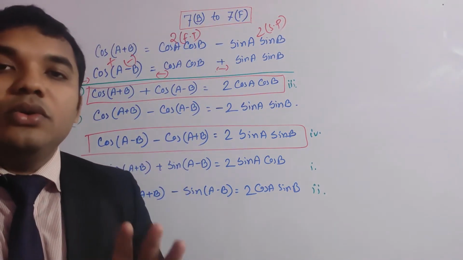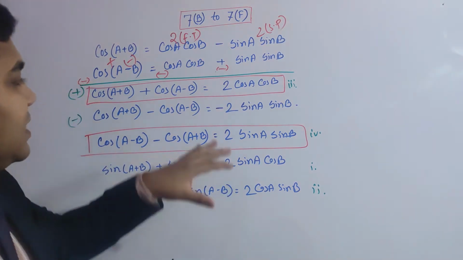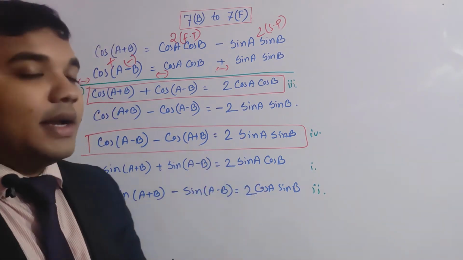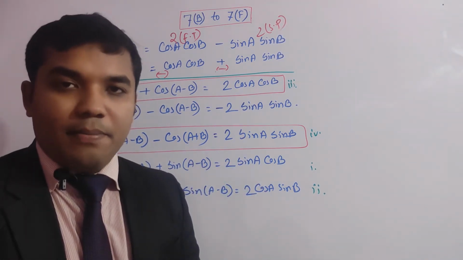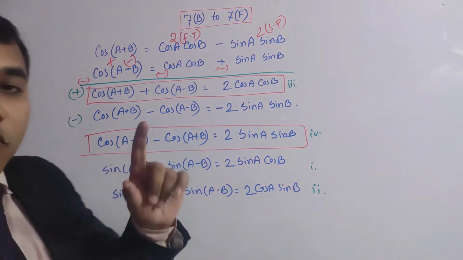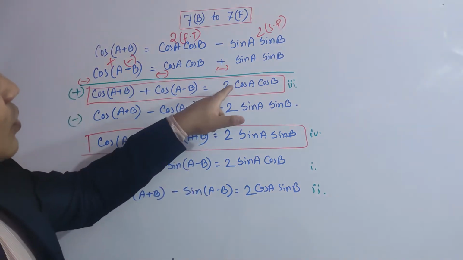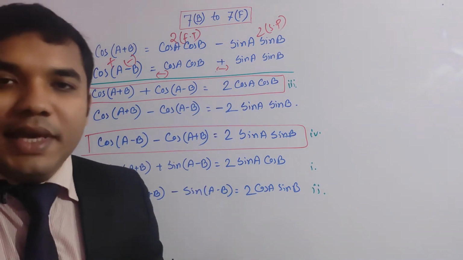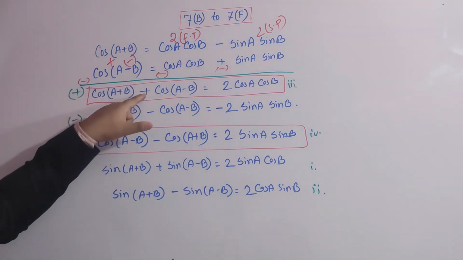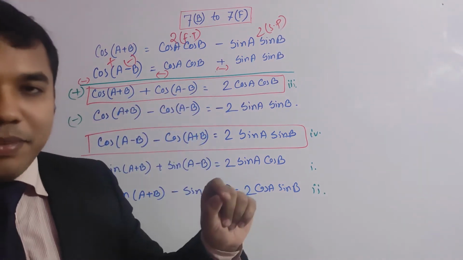So no need to memorize these formulas. You have to understand where these formulas come from. Clear? Okay. Now just look at the board very carefully. Here, 2 cos A cos B equals cos of A plus B plus cos of A minus B.